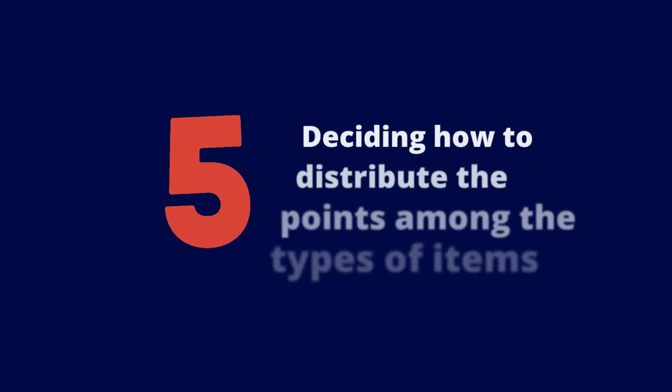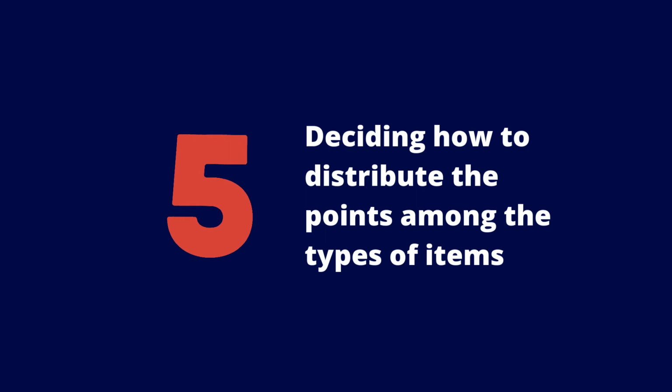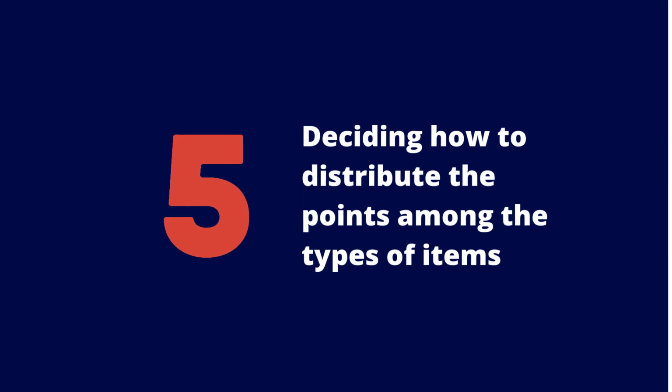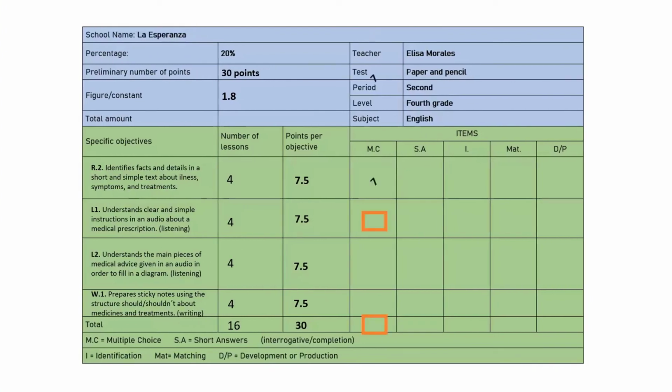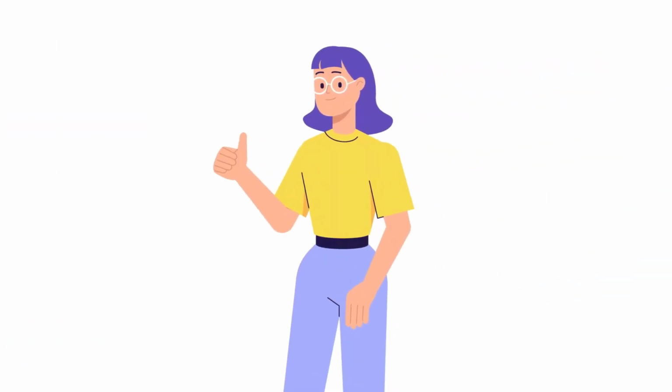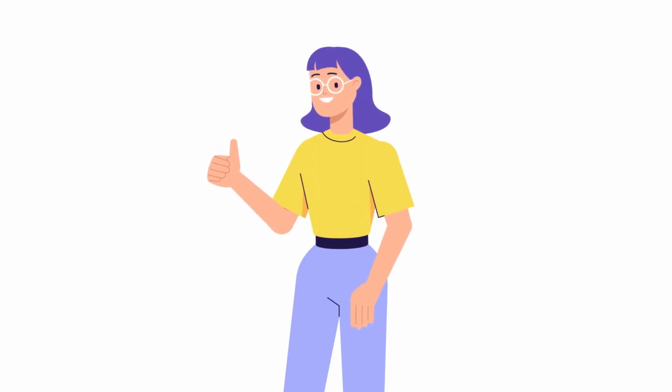Finally, Colin gets to the last step, deciding how to distribute the points among the corresponding types of items. Now that Elisa has determined how many points correspond to each indicator, she can decide how to distribute the points in the corresponding types of item. At this point, Angela is ready to design her test, making sure that it really reflects the work done in class with the students.